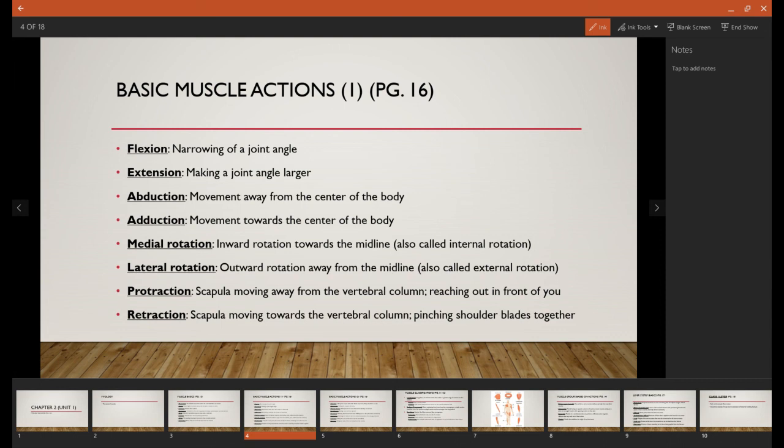The opposite of this movement is called adduction. If you'll notice those first three letters, ADD, is telling you it's adding towards the body. So this is going to be movement of a body part closer to the midline or towards the center of the body.